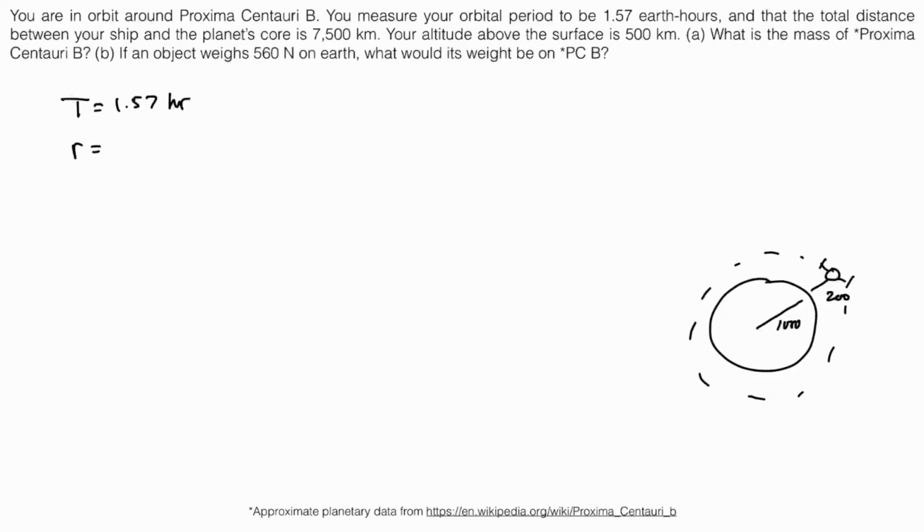Okay. So we know our orbital radius is 7,500 kilometers. There's that altitude word. I just warned you about it. Okay? 500 kilometers. So let's update our picture here. So the whole enchilada is 7,500, but this distance right here is just 500, right? So what's the distance to the surface? 7,000. It's 7,000 from the center, right? Okay. There we go. They want to know the mass of Proxima Centauri b.